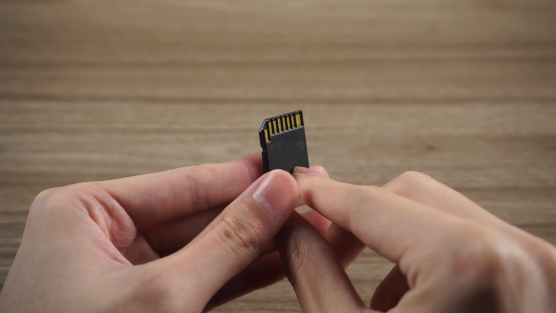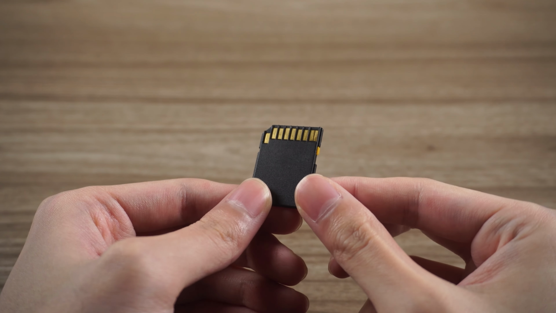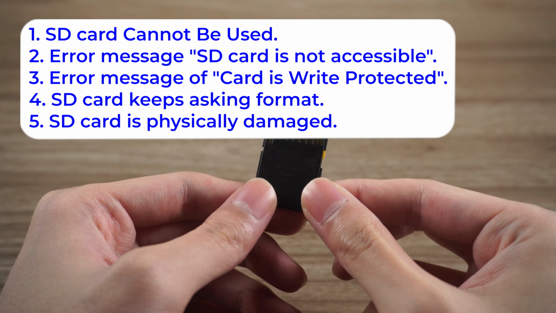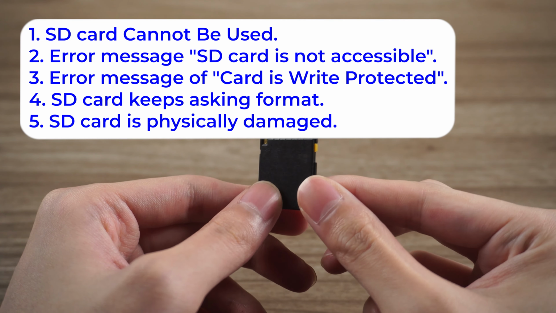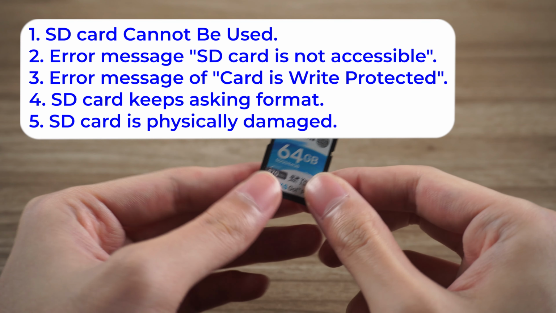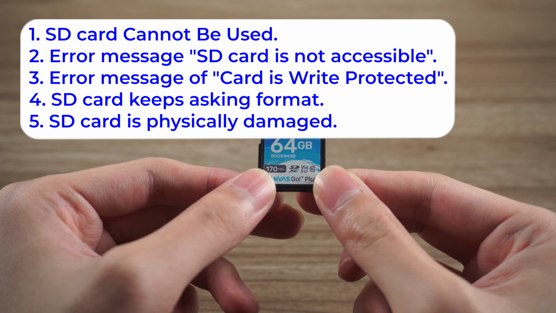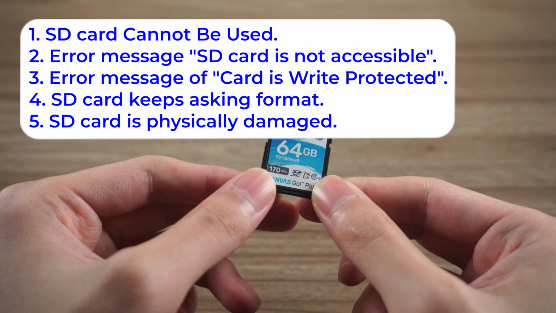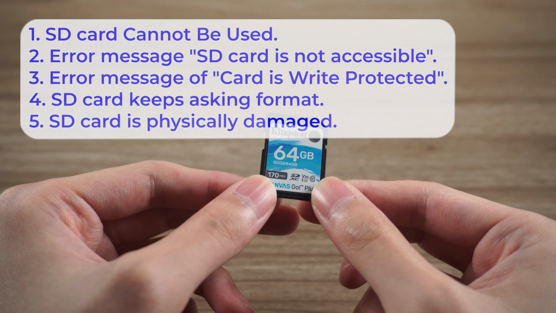Corrupted SD card can be referred to as unable to read the SD card. There are several situations. 1. SD card cannot be used. 2. Error message: SD card is not accessible. 3. Error message: card is write protected. 4. SD card keeps asking to format. 5. SD card is physically damaged.